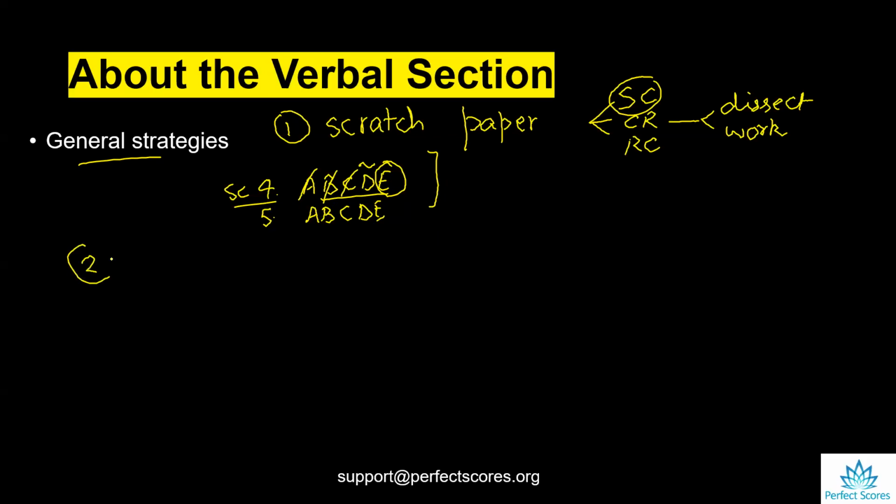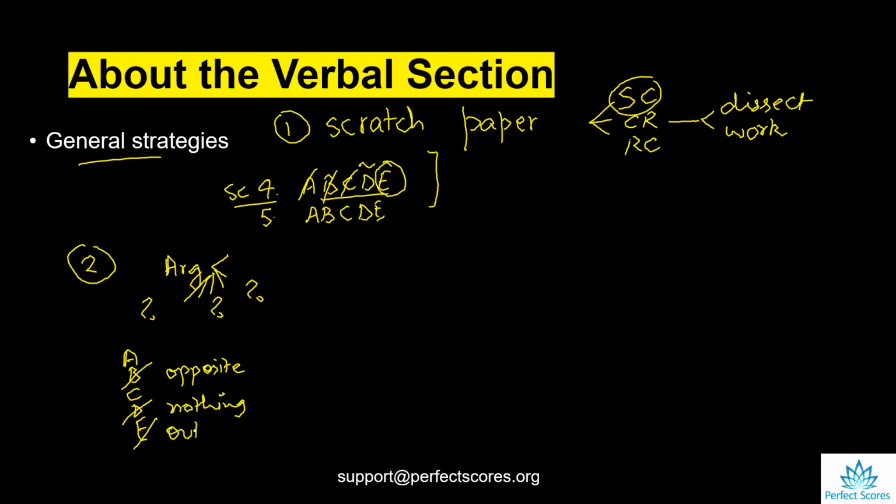For critical reasoning, the scratch paper usually looks like this. You have an argument, and you dissect the different components of the argument. You have a few questions that you need to answer in that particular question, and then you have these options. So you may do something like this. For example, you may eliminate option B because it was doing the opposite of what you wanted the answer to do. You may eliminate option D because it's doing nothing. You may eliminate option E because it is totally out of scope.